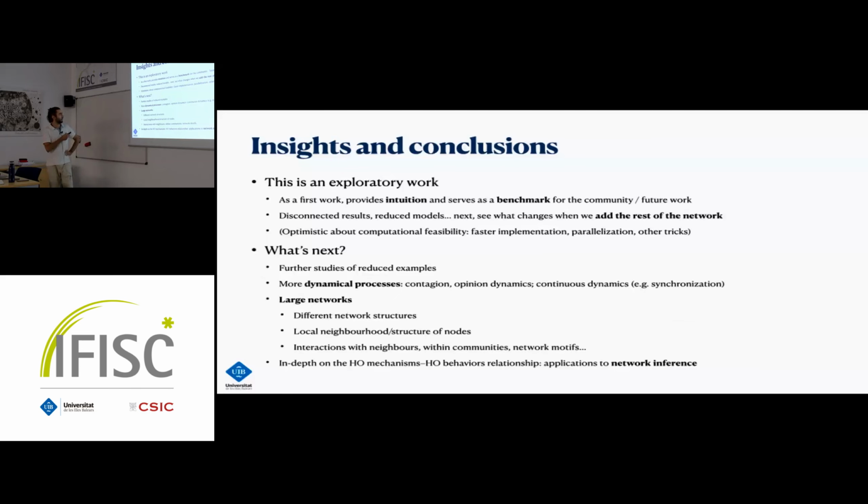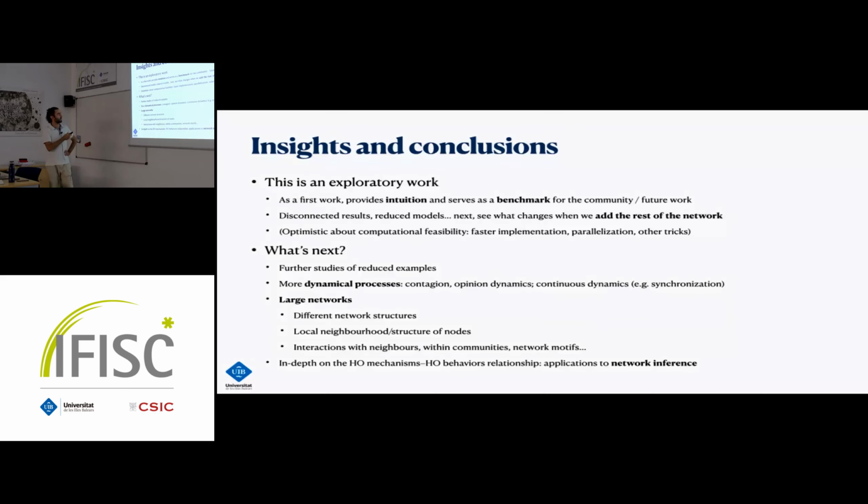But really, our main motivation after these reduced models is to see what changes when we add the rest of the network. And we think this can be done feasibly, despite the concerns we had before, by having a smarter implementation and using some computational tricks. We have an idea of how to do that. And what exactly do we want to do?